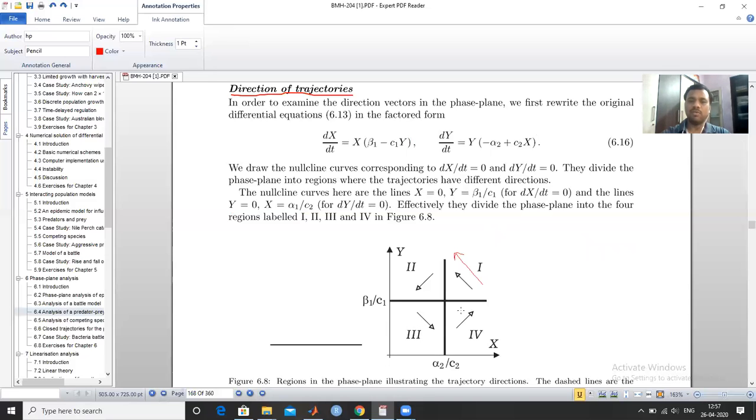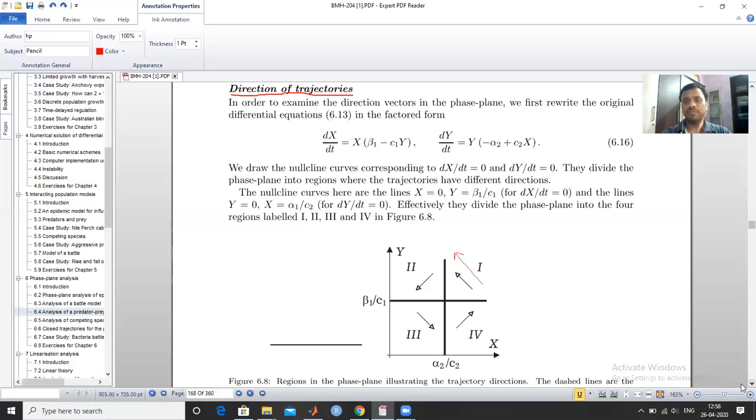Similarly, you can find out the others. So we can trace out the direction of trajectories in each region. So this will be the direction of the trajectory. So we have some idea how the trajectory will go, right? We have found the equilibrium point, we have plotted the nullcline lines, and we have found the direction of the trajectories. So actually what will be the trajectories? You have to plot those trajectories. How will you find out the trajectories?